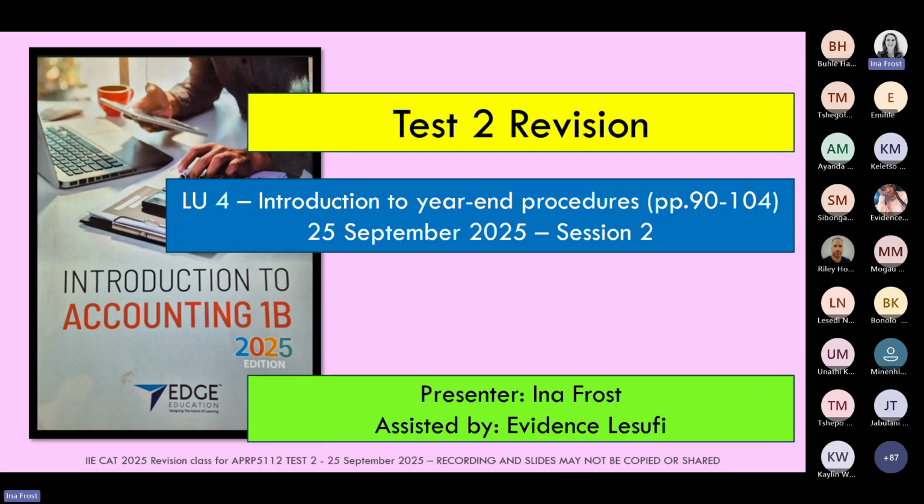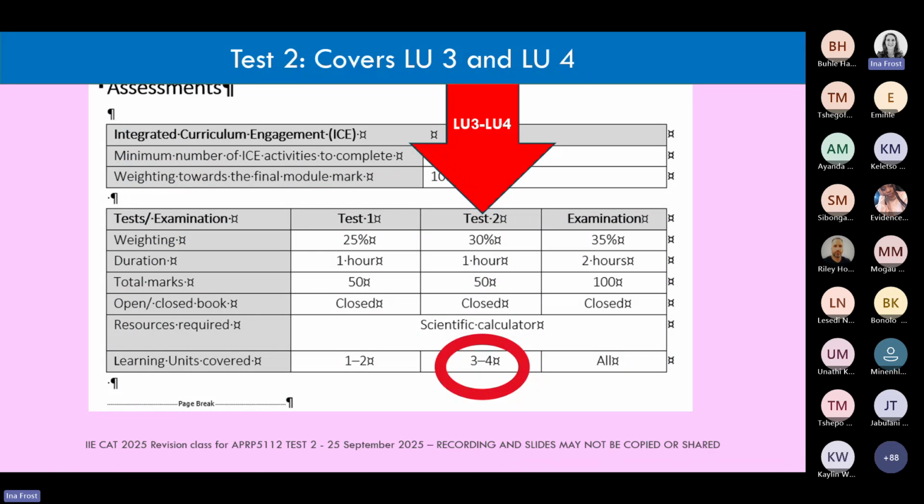Okay, so we are now busy with learning unit 4. Remember again that this semester test coming up is going to cover learning units 3 and 4. So now we're going to dedicate our next session to looking at learning unit number 4.